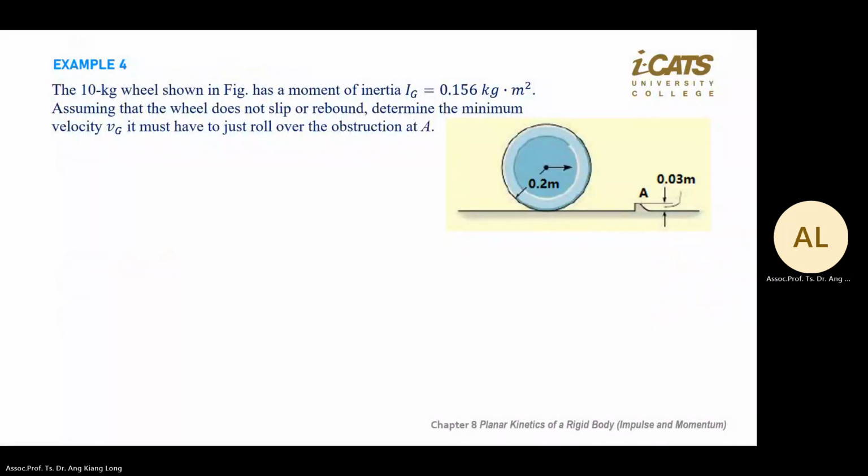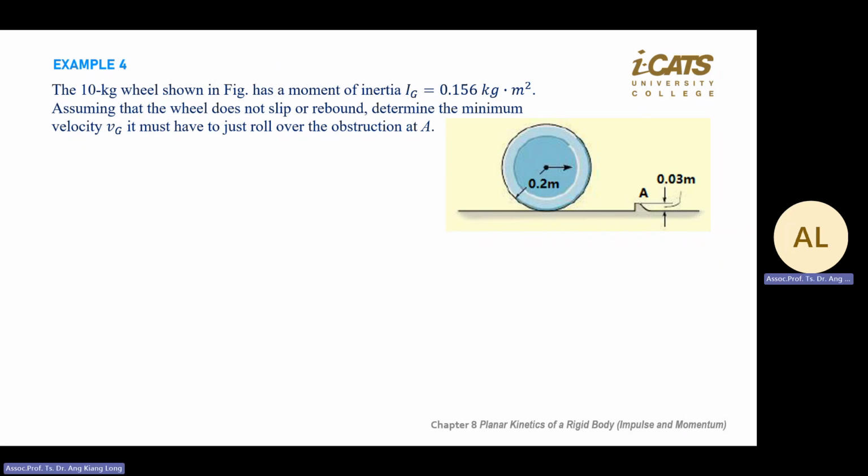Okay, so if you have a wheel that is moving towards the point A there, it will go up and then down. The distance, the gap of A to the fixed flat surface is 0.3 meter. Mass of the wheel is given. You are given the moment of inertia, Ig, so you don't need to calculate, it's straight away given. Assuming the wheel does not slip or rebound.